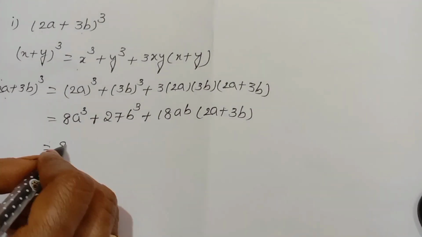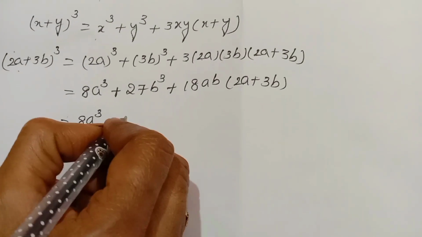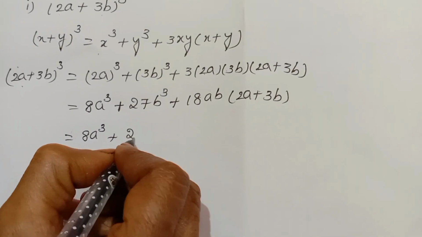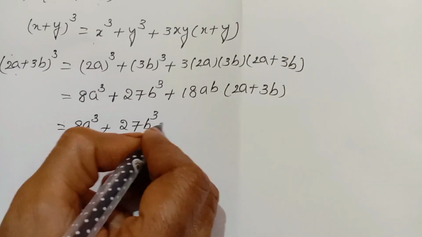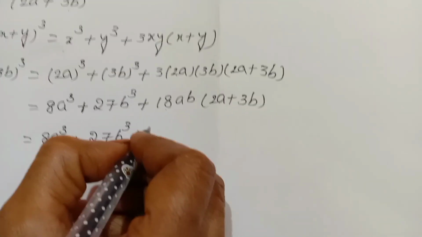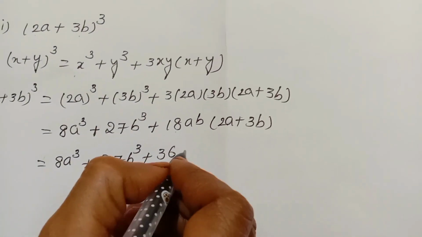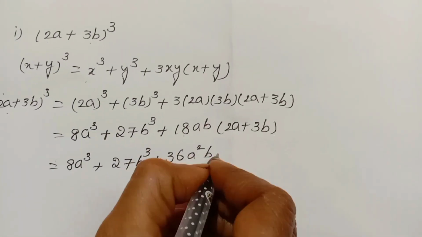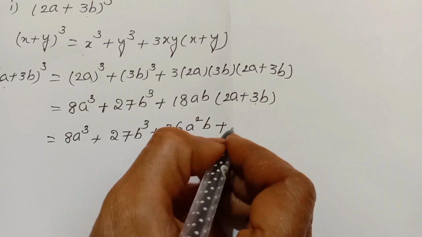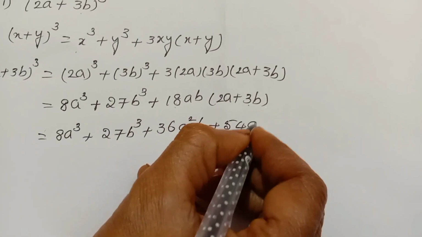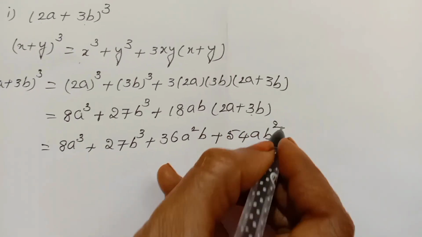That is equal to 8a cube plus 27b cube plus 18 2s are 36, a into a square b, plus 18 into 3, 54 a b into b square.